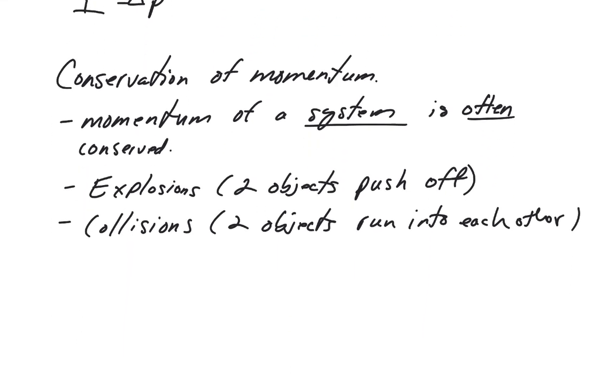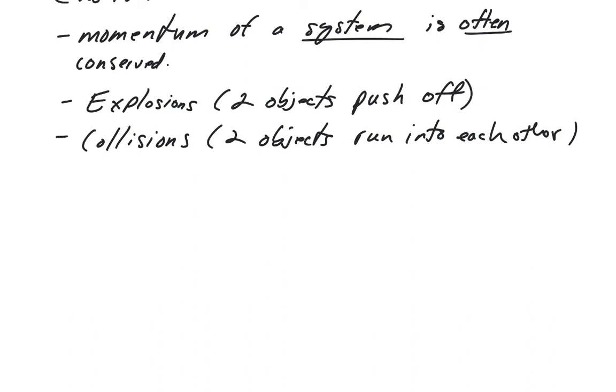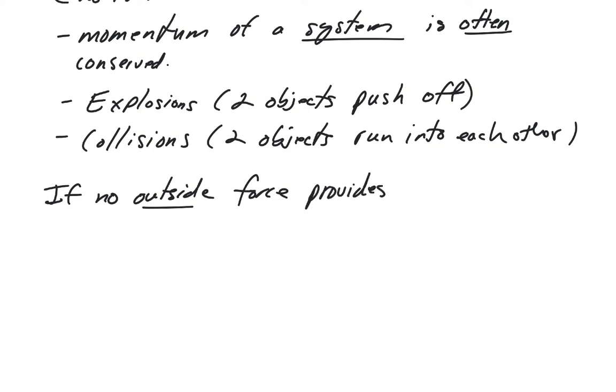Now we said that momentum is often conserved. When is it conserved? Well, if no outside force. That's why we have to be careful when we define our system, because if the system is 2 carts, then the 2 carts pushing on each other is an internal force. So we have to see if there's any outside force. So if there's no outside force providing an impulse, then we know that momentum is conserved.